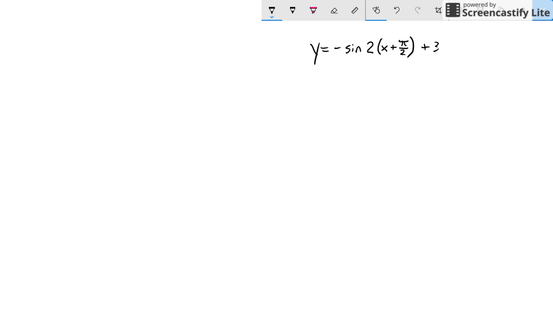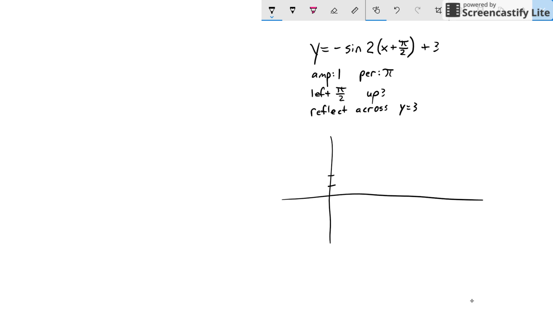So amplitude is 1. Period. We take our 2 pi divided by our b, which is 2. 2 pi divided by 2 is pi. We're shifting left again, left pi over 2, and then I'm going up 3. It is going to be reflected across my midline, which got shifted up 3, so y equals positive 3. So 1, 2, 3 is my midline, and then I'll go up 1 and down 1 from there.